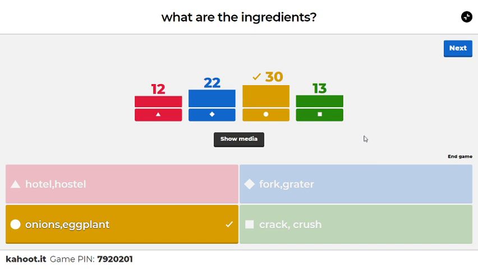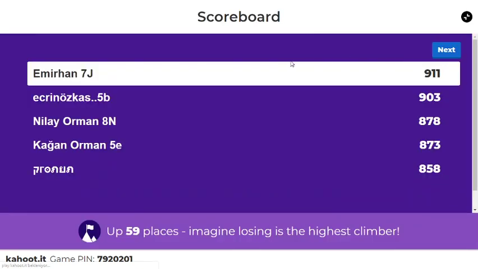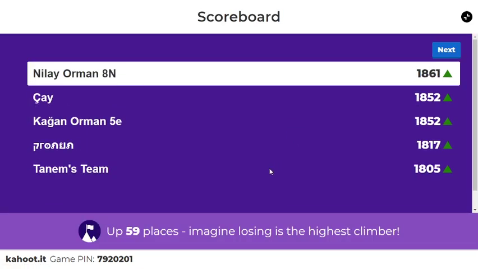30 people knew the ingredients. Ingredients means içindekiler, içerik olanlar. Hotel, hostel, they are not ingredients. Fork, grater, they are not ingredients. Fork means çatal, grater means the rende. And onions, eggplant is soğan and patlıcan. So, crack and crush, they are not the things like Candy Crush Saga. Whatever. Anyways, let's see the scoreboard.